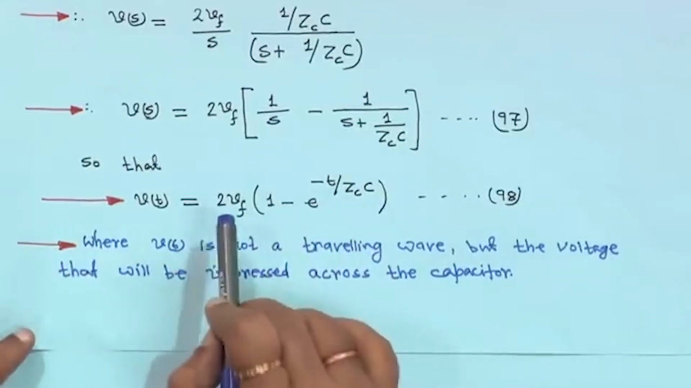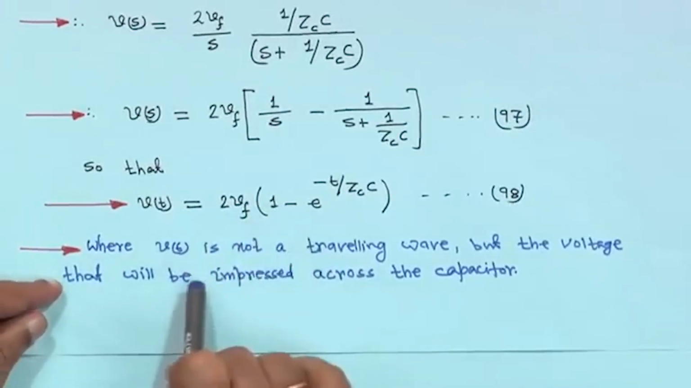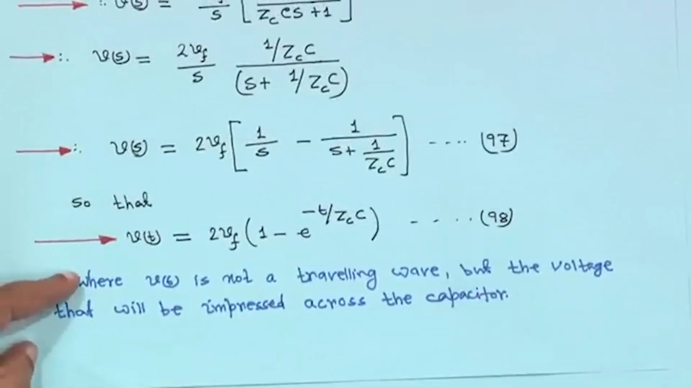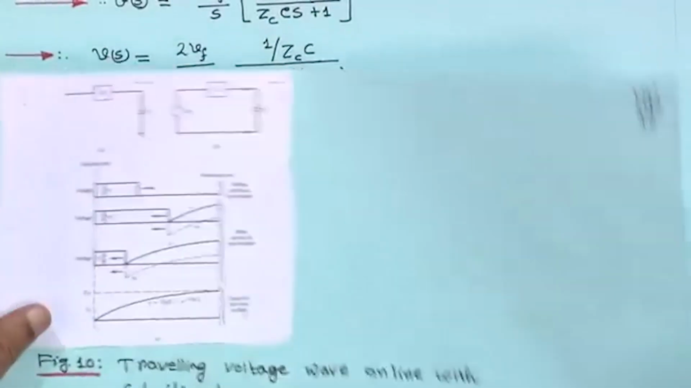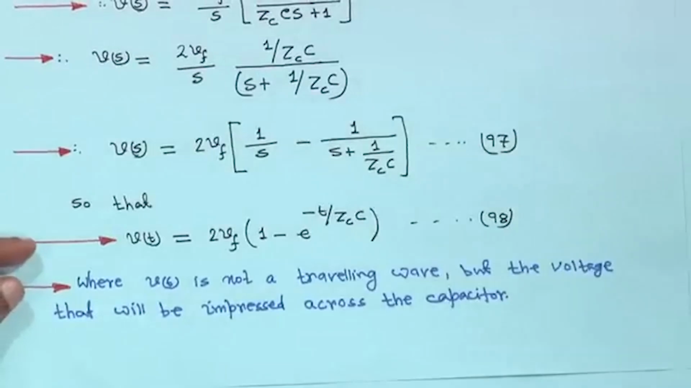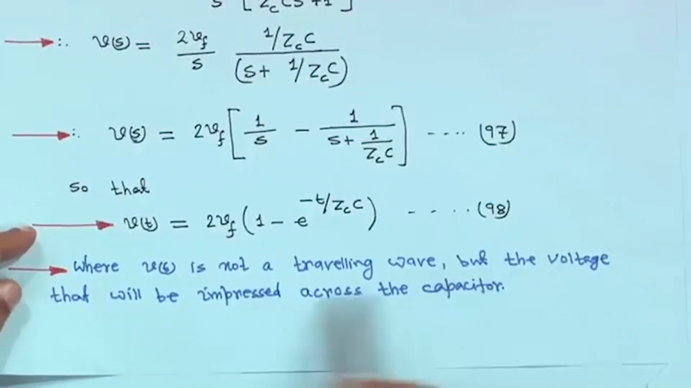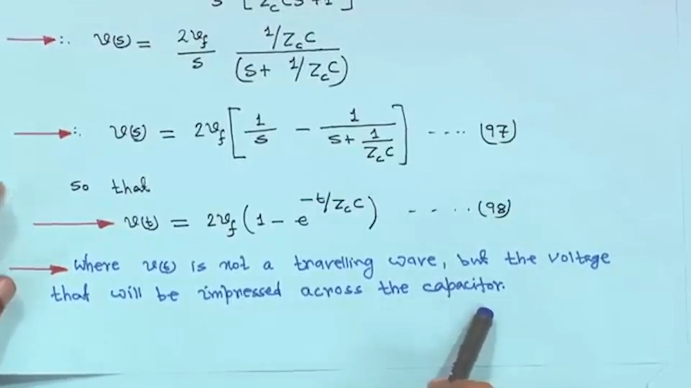But this is not a travelling wave; rather it is the voltage that will be impressed across the capacitor. That means this Vt is the voltage that will be impressed across the capacitor. So, it is not a travelling wave. We can tell like this, that there is a voltage that will be impressed across the capacitor.